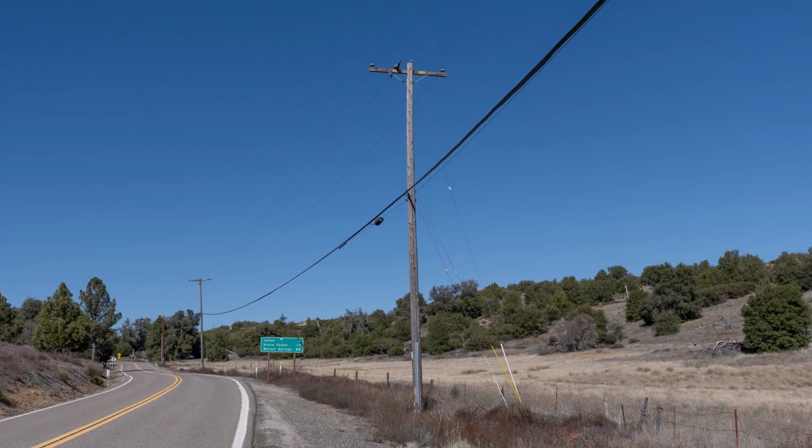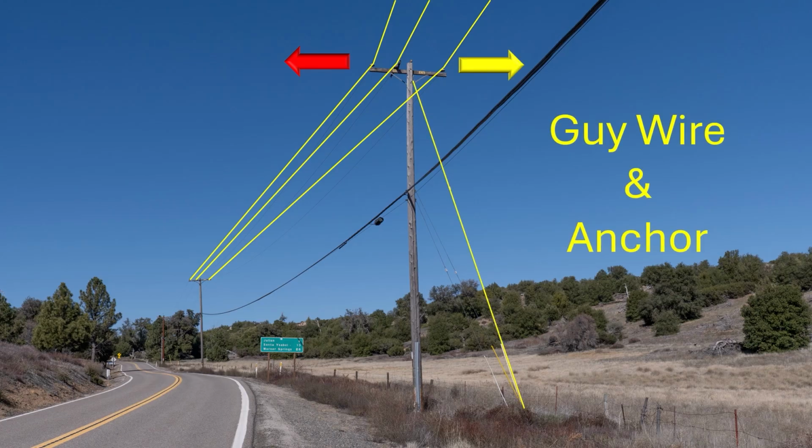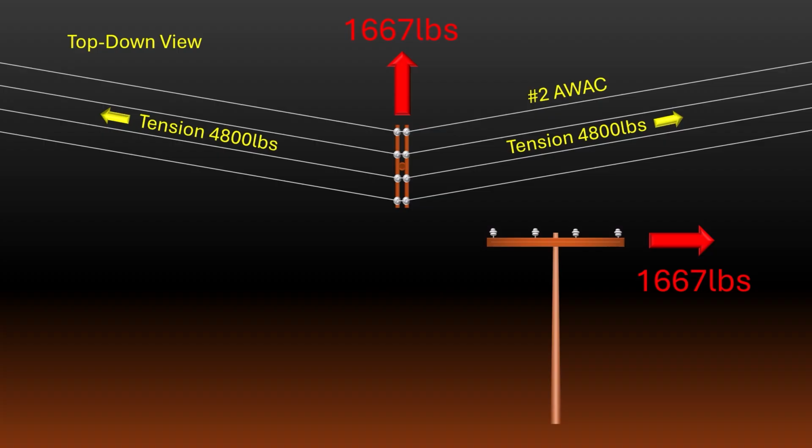In this image, you can see a small line angle pulling the pole to the left. This horizontal load is being counteracted by this guy and anchor applying an equal and opposite horizontal force to the other side of the pole. For that reason, angle poles are installed with what's called a bisect anchor. It's called a bisect anchor because it's installed in a location that bisects the line angle right in the middle, and it should be in line or parallel to the crossarm.